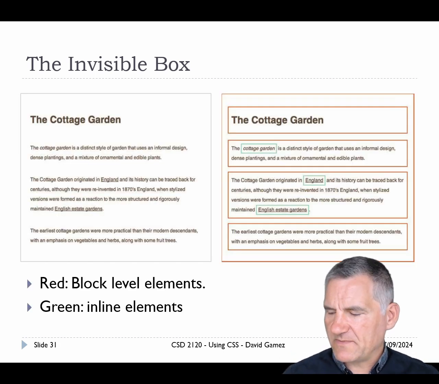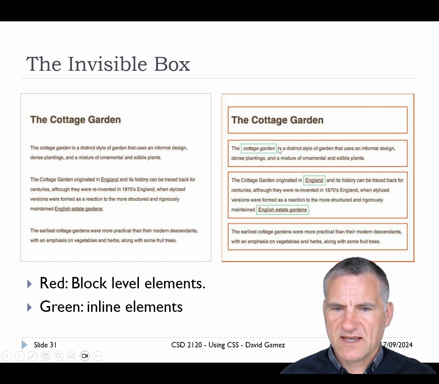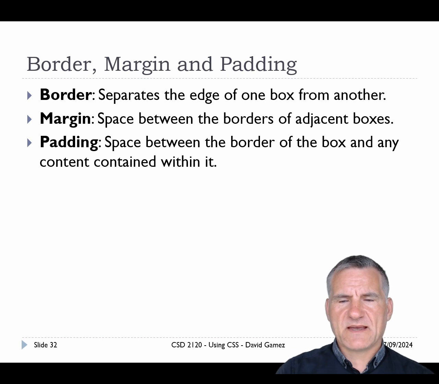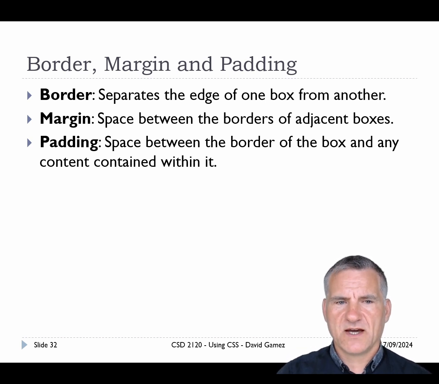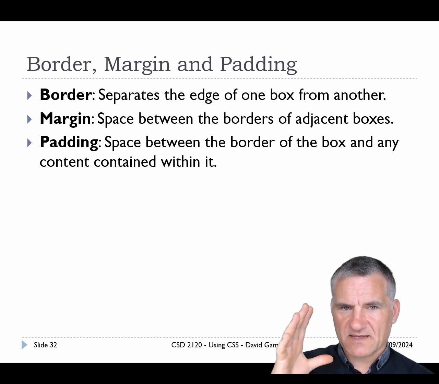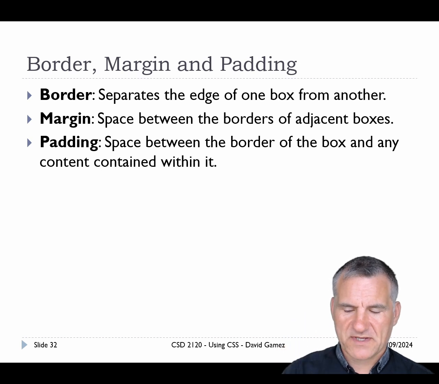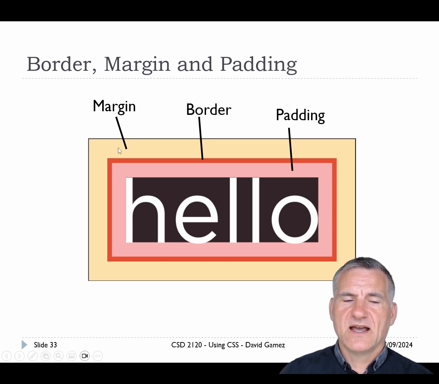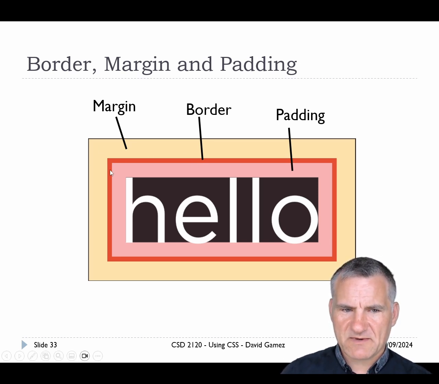Yeah. So we've got some block elements here and some inline elements. The inline element here has got this invisible box around it, as well as all the different block elements. Yeah. So the border separates the edge of one box from another. The margin is the space between the borders of boxes, and the padding is the space inside the box between the contents of the box and the border of the box. Yeah. So remember this if you don't remember anything else from this lecture. Here we've got the invisible box around the element. The margin is the space between this box and other boxes. The padding is the space between the border of the box and the contents of the box, in this case hello.